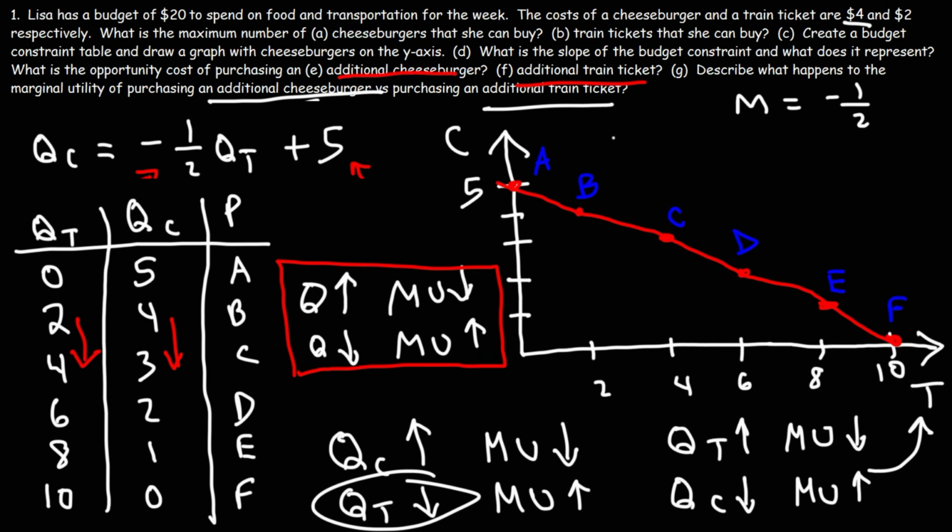As we travel from point B to point E along this graph, the number of train tickets goes up. So thus the marginal utility of the train tickets will decrease.